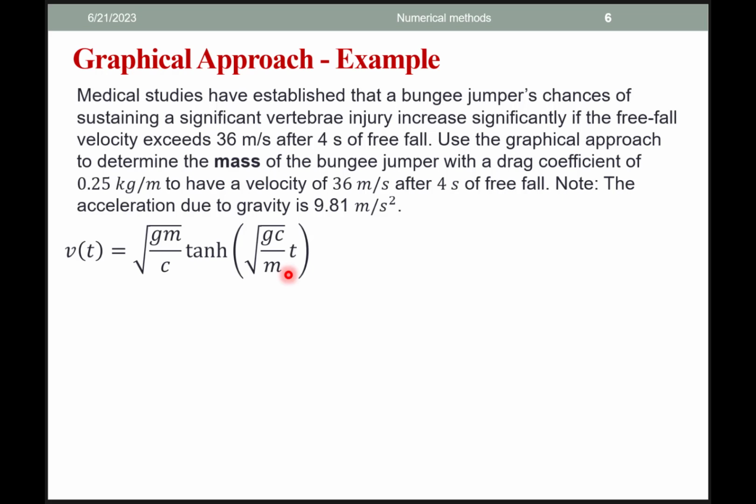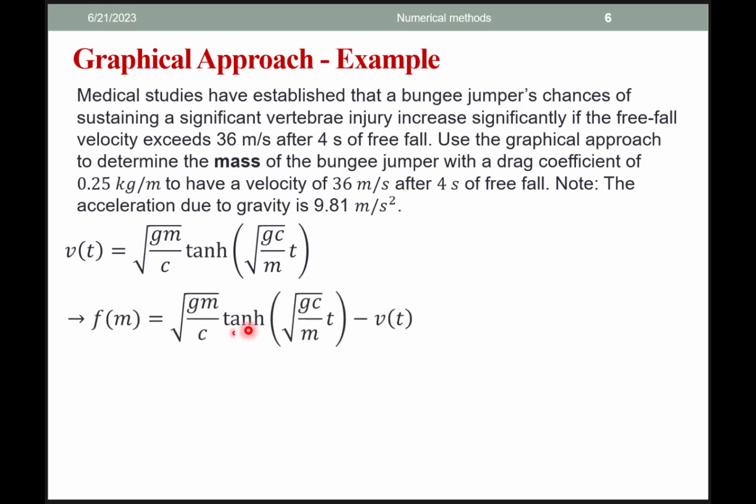So if I find the m where the velocity is 36, then basically the left side of this equation and the right side would be equal, right? So if I move this velocity to the right side, then I have a function of m, and where that function equals 0, the mass would give us a velocity of 36 meters per second. Okay, so then I rearrange the function, I move the velocity to the side, and I call this a new function f, and it's a function of the mass.